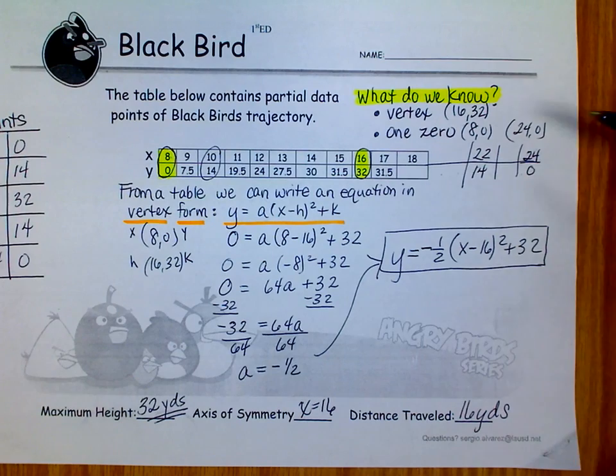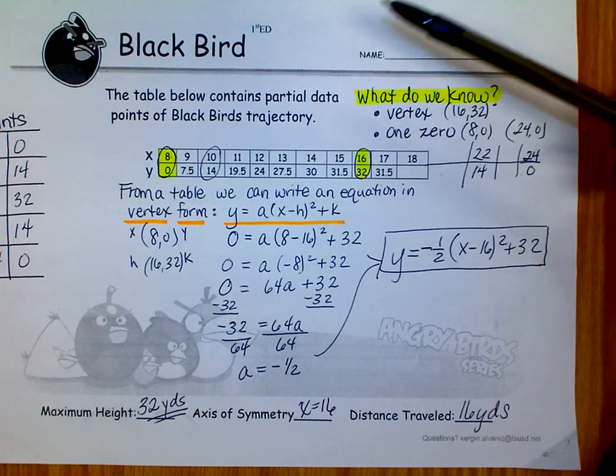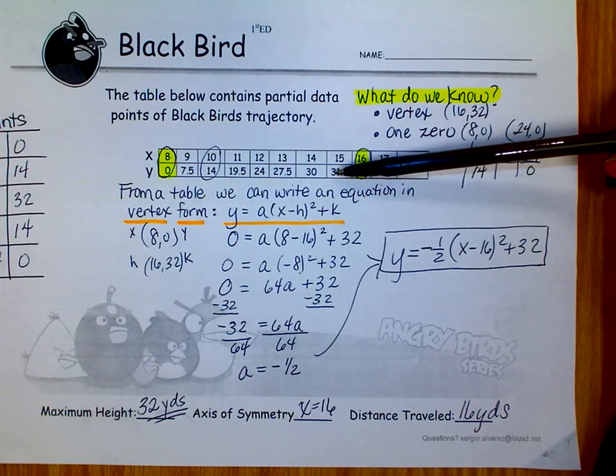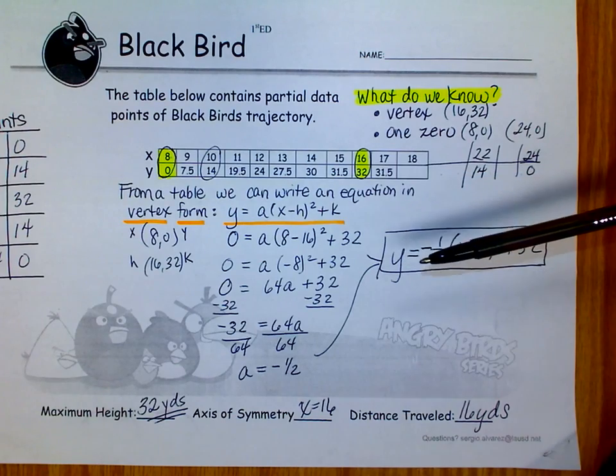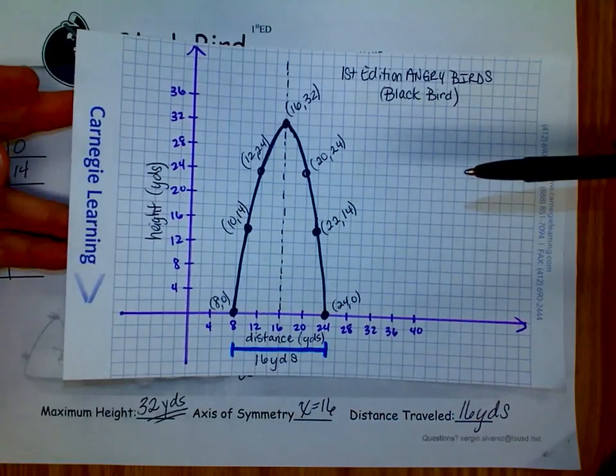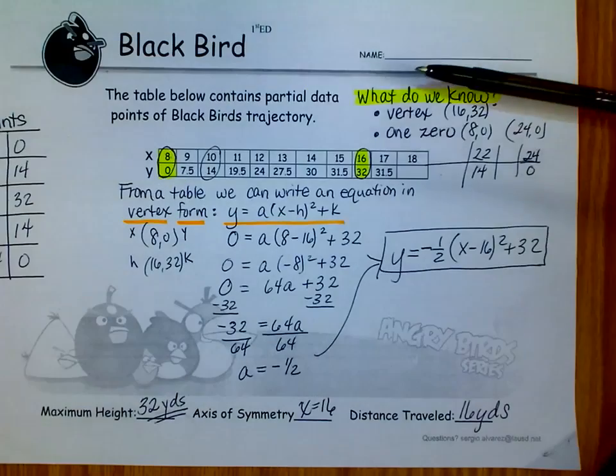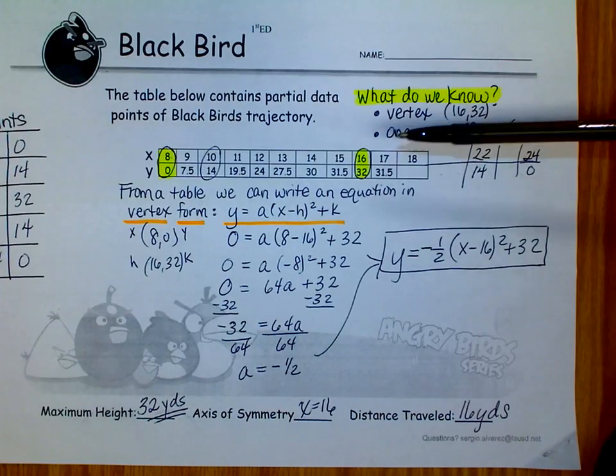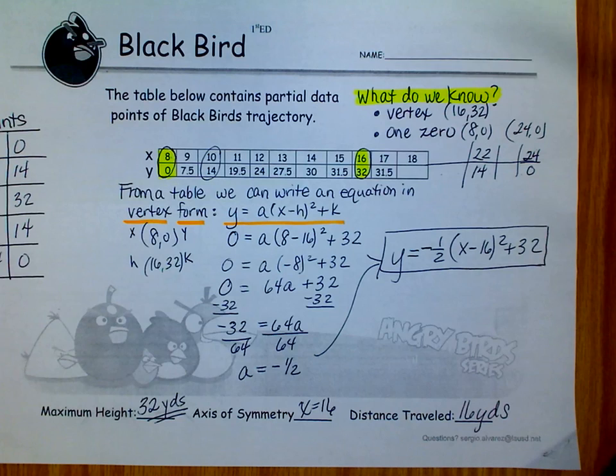So now we have everything that we need, all these different representations. We have a table, we have an equation, we have the graph, and then we have our verbal description up here that this is our blackbird's trajectory. Okay, well, make sure you guys get all that recorded again, and that should be the fourth of the 4 birds.